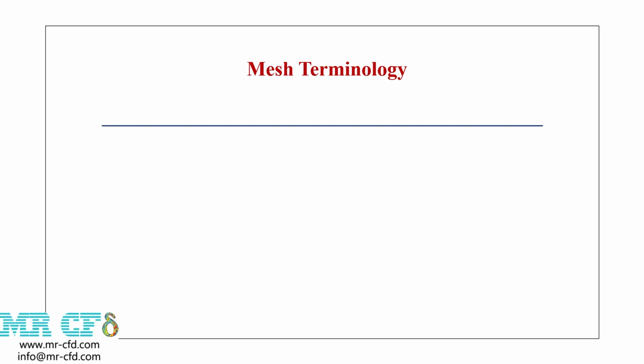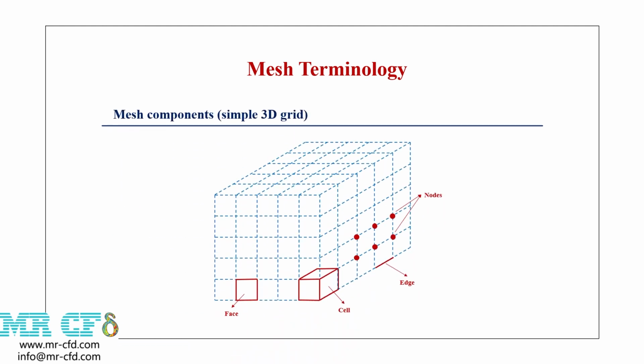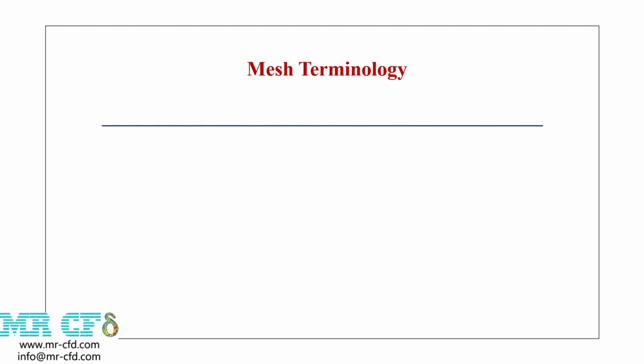However, in this image you observe a three-dimensional mesh. The difference between two-dimensional and three-dimensional meshing is that the cells are volumetric and the faces are planar. Also, the mesh lines are in the form of edges.